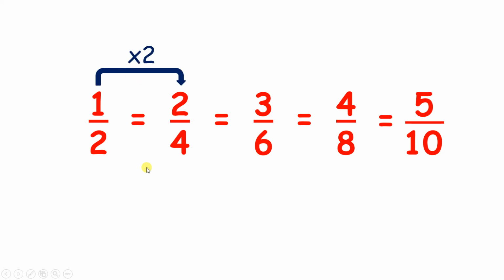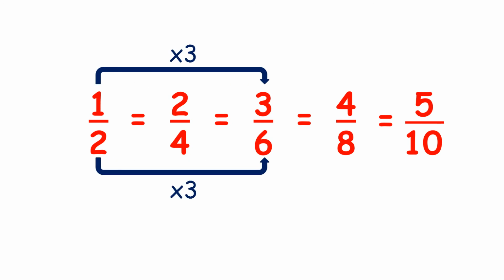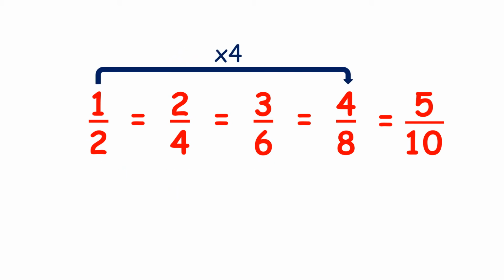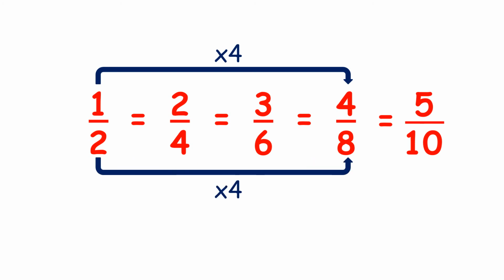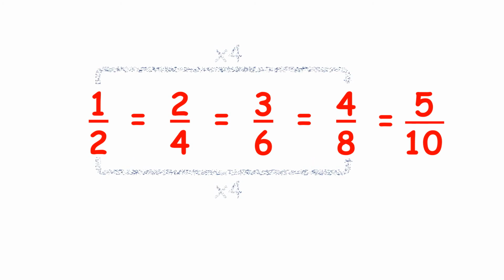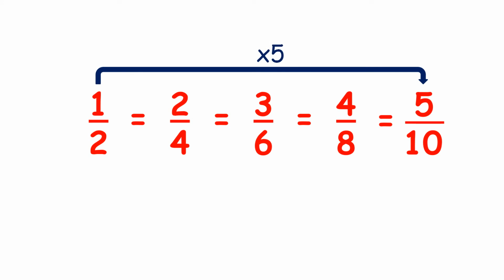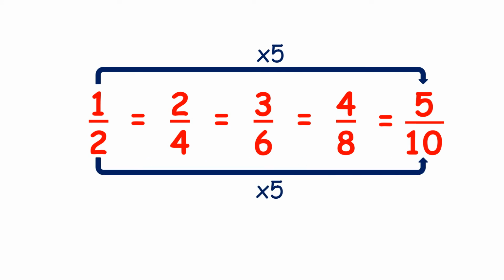So 1 times 2 is 2, and 2 times 2 is 4, so we have equivalent fractions. 1 times 3 is 3, and 2 times 3 is 6. 1 times 4 is 4, and 2 times 4 is 8. And 1 times 5 is 5, and 2 times 5 is 10.